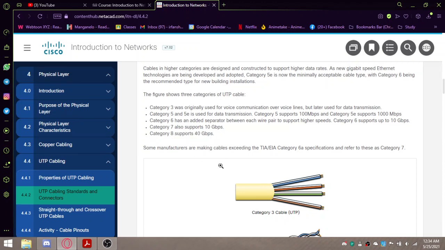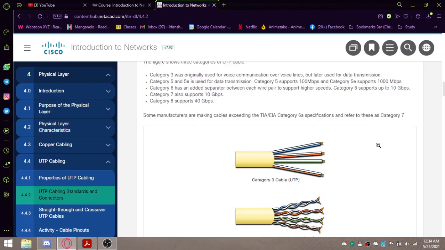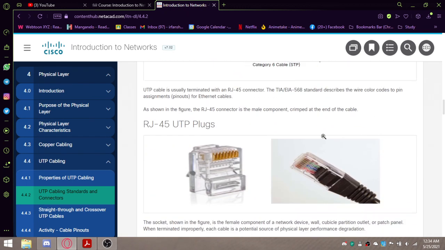Wow, some manufacturers are making cable exceeding the TIA Category 6A specification and refer to this as Category 7. UTP cable is usually terminated with an RJ45 connector. The TIA/EIA-568 standard describes the wire color code to pin assignment, the pinout, for Ethernet cables as shown in the figure. The RJ45 connector is the male component.